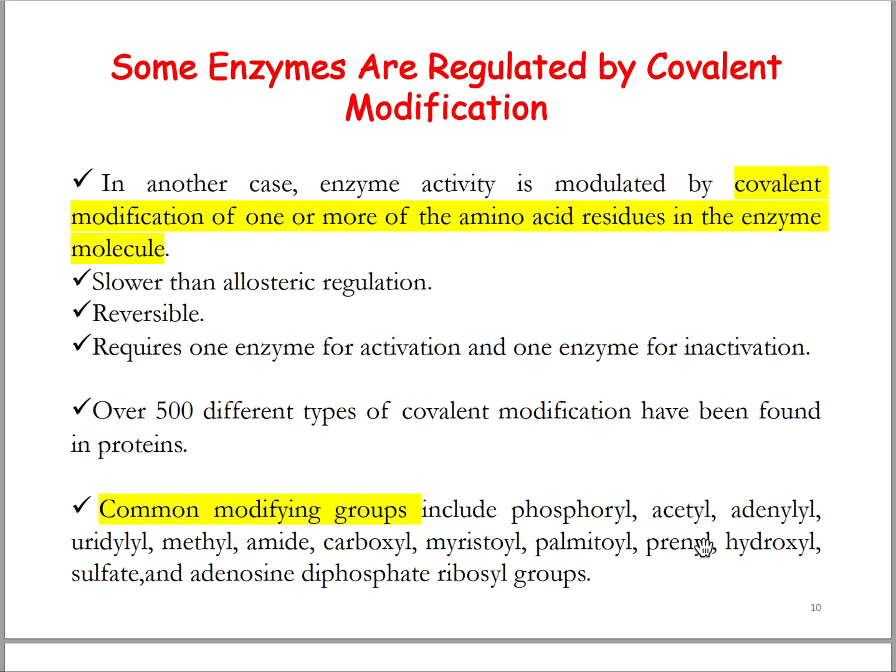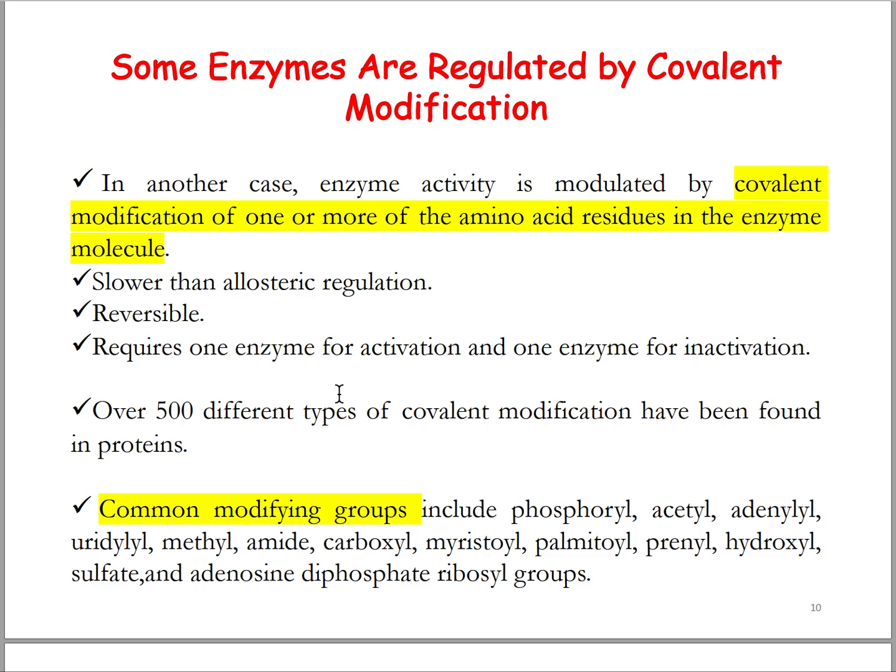Some enzymes are regulated by covalent modification. Here, the covalent modification of one or more of the amino acid residues in the enzymes occurs. It is slower than allosteric regulation, and it is reversible and requires one enzyme for activation and one enzyme for inactivation.